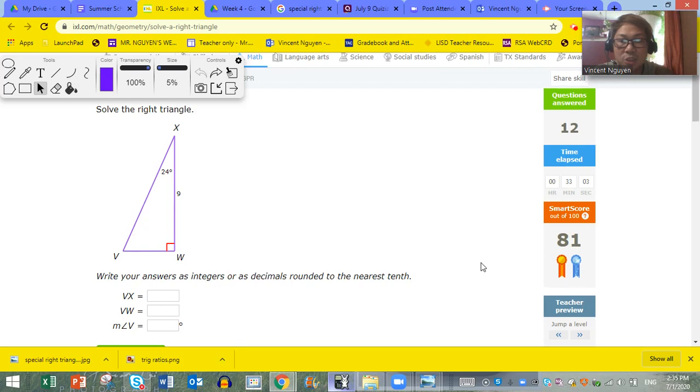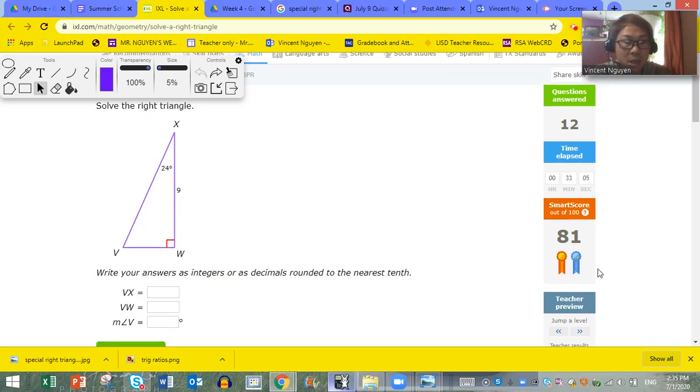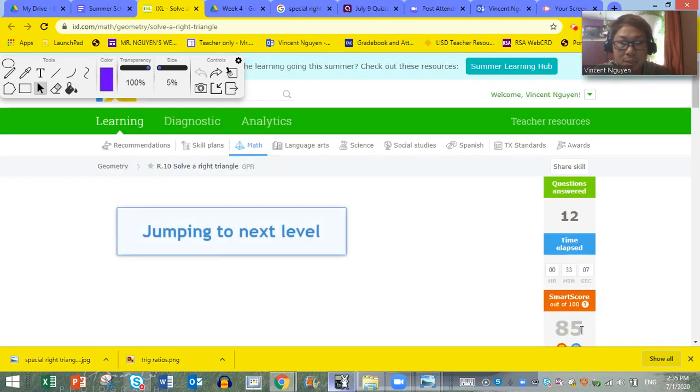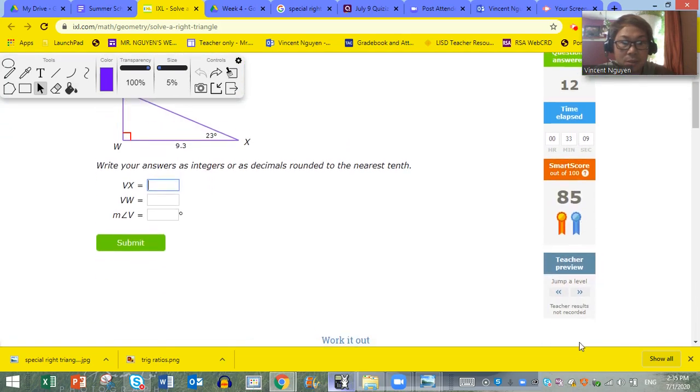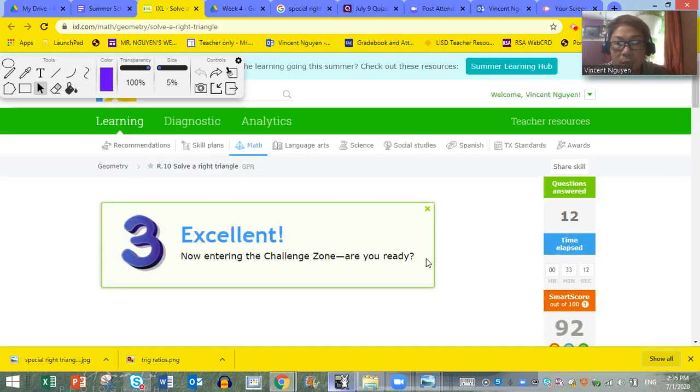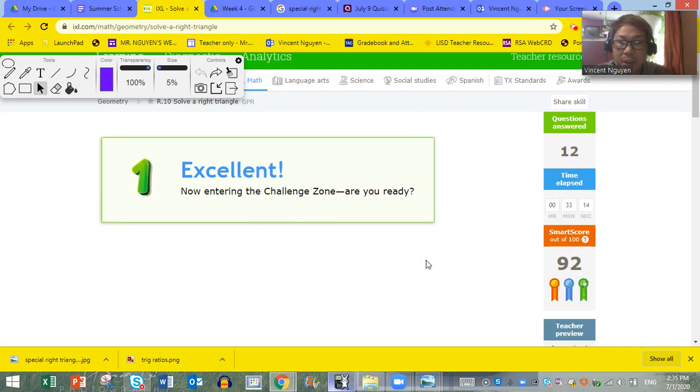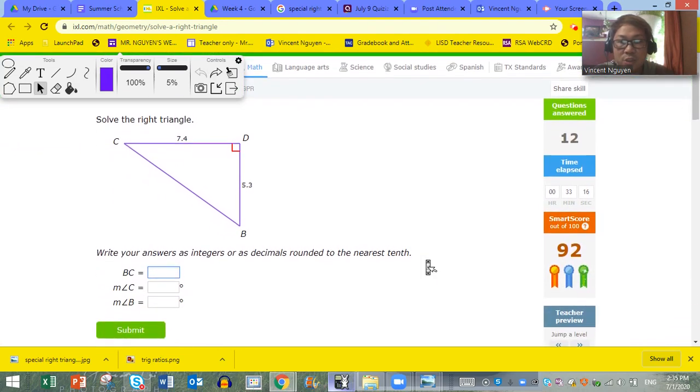I want to skip again just to get to the challenge zone, okay? We've seen that type of problem. So let's skip again to the challenge zone. All right, so here's the challenge zone. We have, oh, it's just decimal.